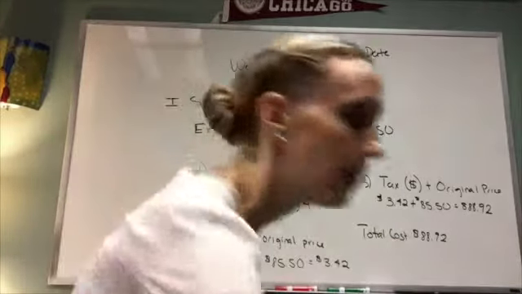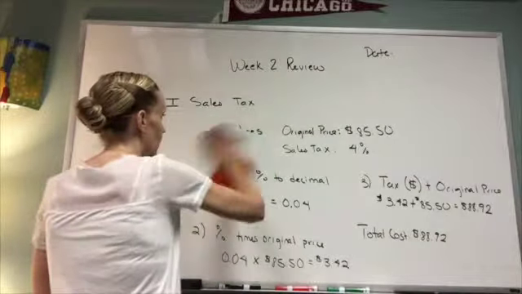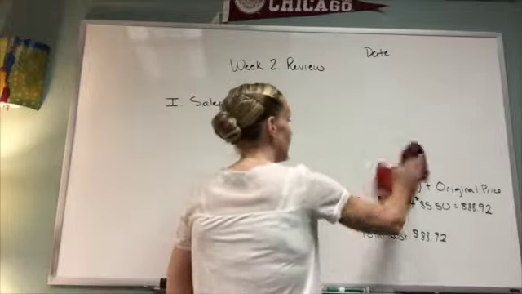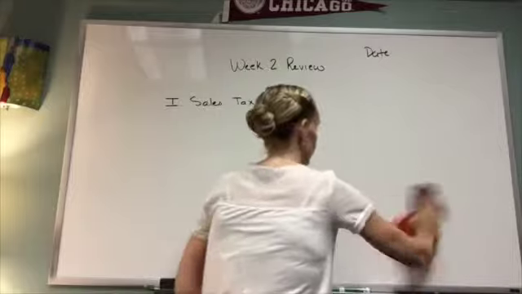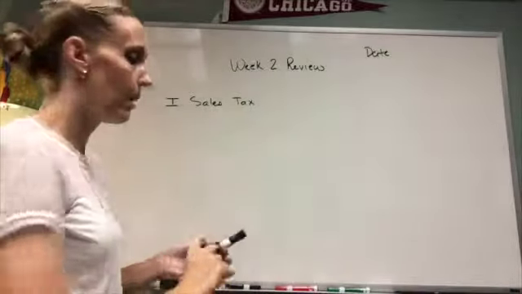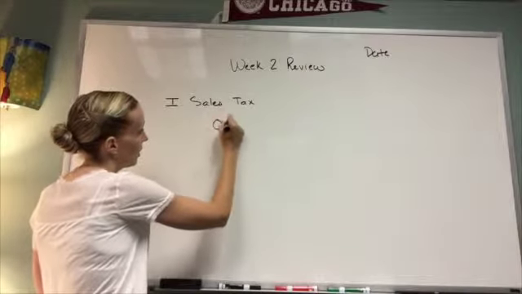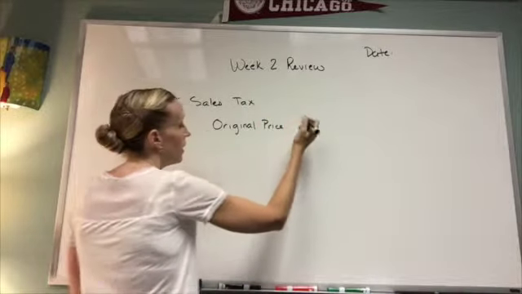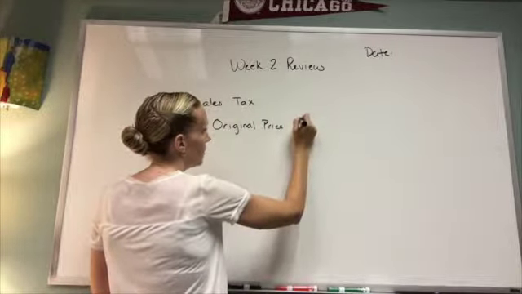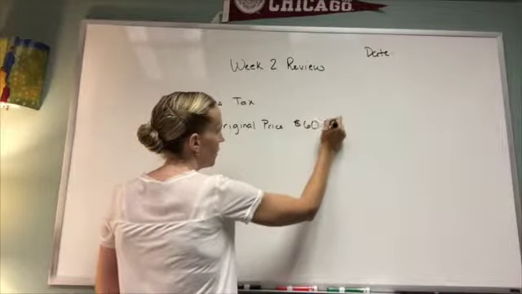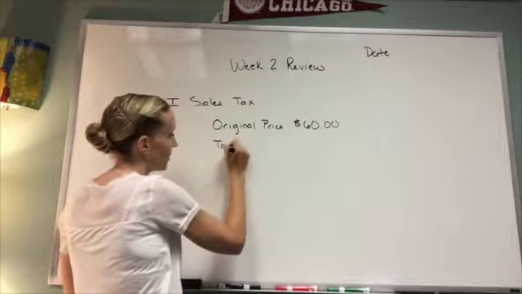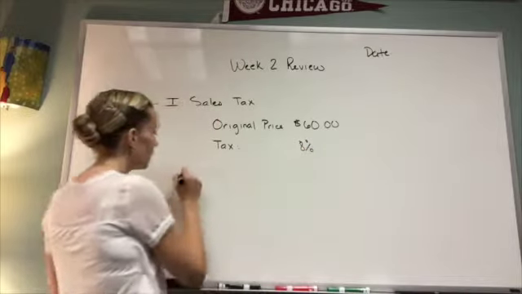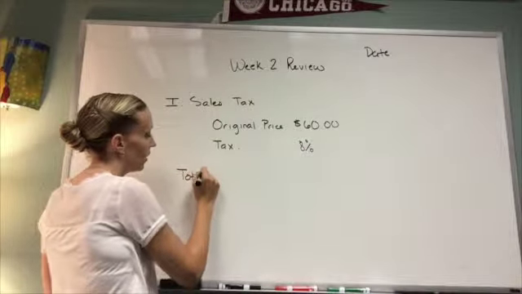So what I'm going to have you do now is an example all on your own in your notes. And let's see what you get. All right? So let's say that my original price, let's make it an even $60. And we have a tax of 8%. Can you find me the total cost?